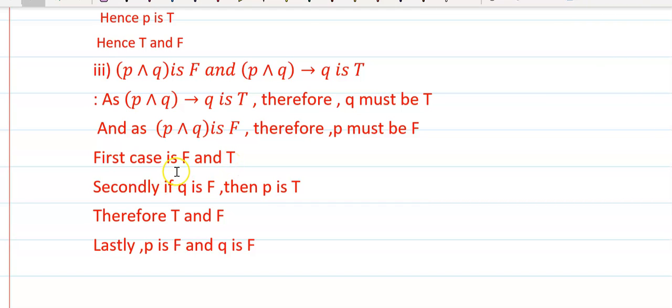That is, first P is F, Q is T. Secondly, you can take P as true, Q as F, and lastly, both of them are false. That is, F and F. But you can't take both of them as true. Alternately, they are T and F. And also you can take both of them as false.